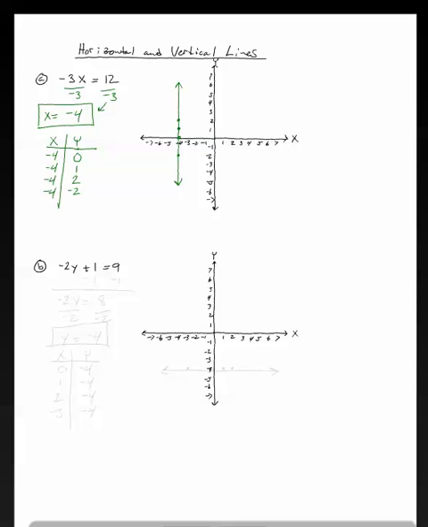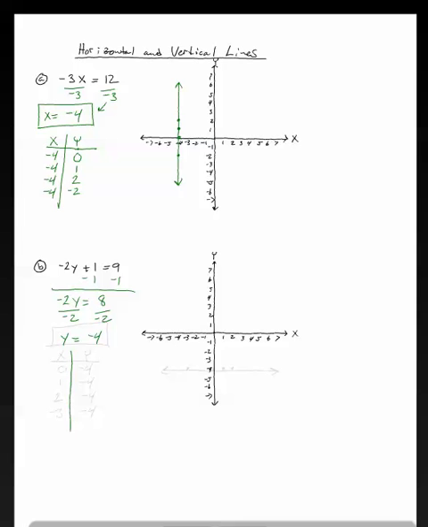In example B, it looks like we have a slightly more complicated equation, but we still only have one variable, y. So let's go ahead and solve this one. We'll subtract 1 from both sides. That gives us negative 2y equals 8. And then we'll divide by 2 on both sides. And so that's y equals negative 4. So just like in example A, this is a constant equation. And what's constant is that in any ordered pair, y has to be negative 4.